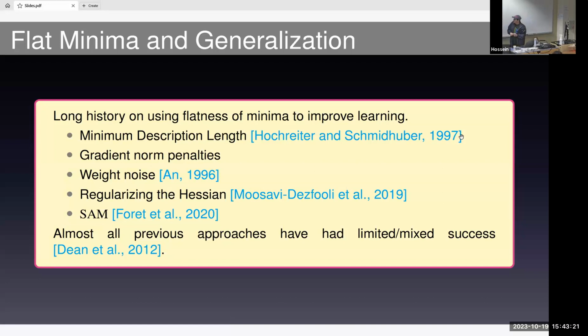Okay, so let me go a little bit deeper into this gradient norm penalty. I think this part of the whiteboard can be seen. All right, so this is the simplest way that you can encourage your optimizer to find flat minima. So let's say you have a loss function of parameters W. I add a regularization, which is penalizing, let's say, the gradient of the loss.